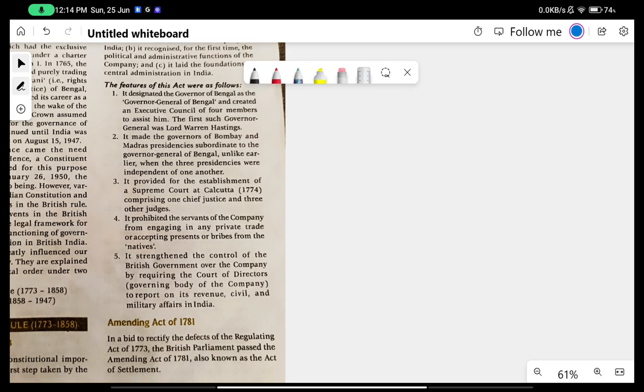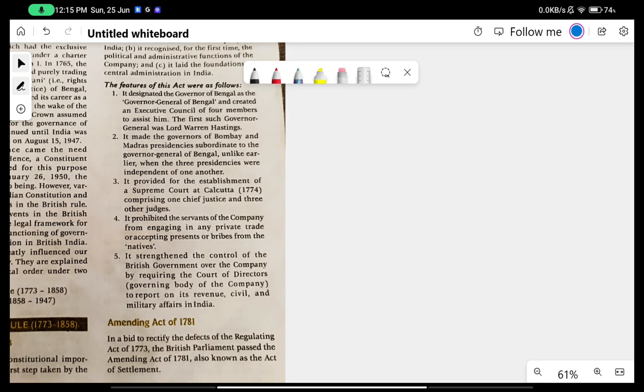But from now on, the British government told the Court of Directors that you will have to provide us with a report on your revenue, that is, money, and civil and military affairs in India. Whatever you are doing in India, every operation, every single thing, you have to report about it to us. You have to submit a detailed report to the British government.